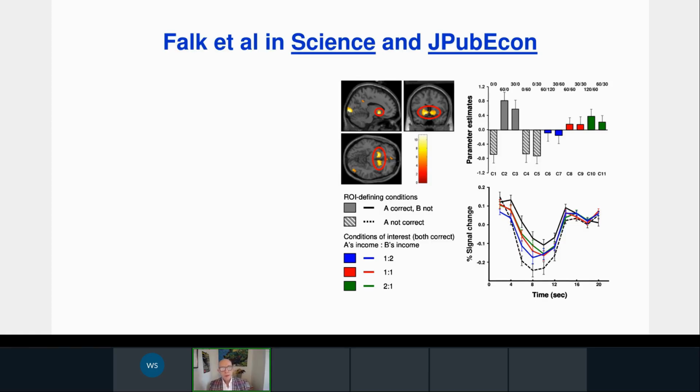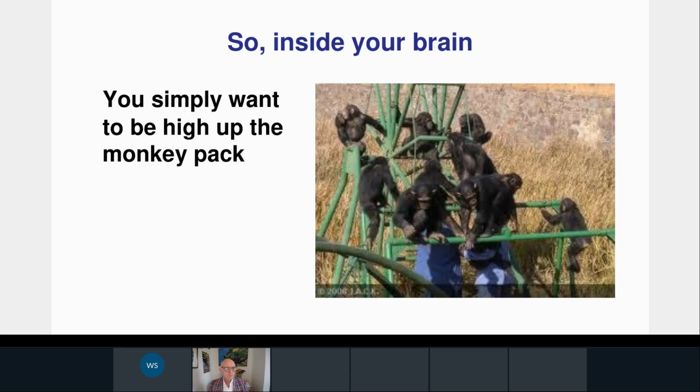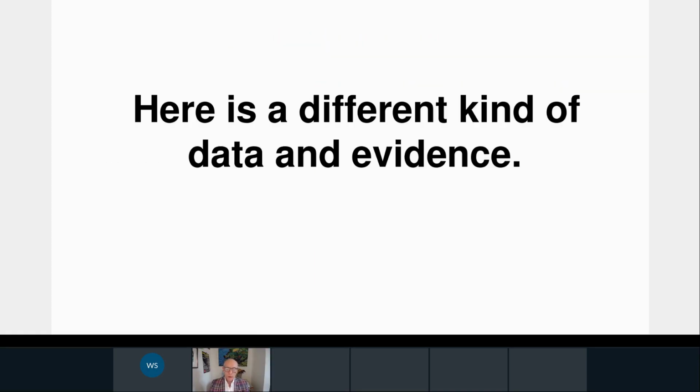This was published in the famous journal Science, as well as in the Journal of Public Economics. And here's one of the key conclusions. Simply outperforming the other person could be seen in the reward areas of the brain. Or to put it differently, the analysts realized that when somebody discovered they were getting paid less than the other person, they could see in the person's brain the blood draining away from the reward areas of the brain. So you and I, you may not think so, you and I want to be high up the monkey pack, whether we're willing to face up to that or not.